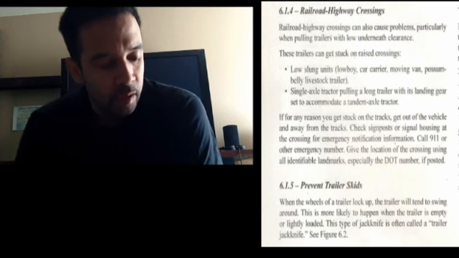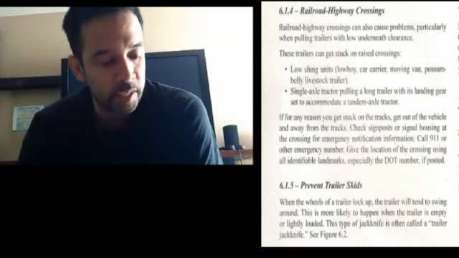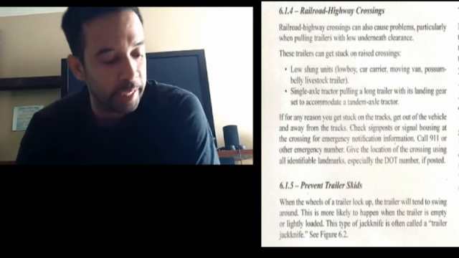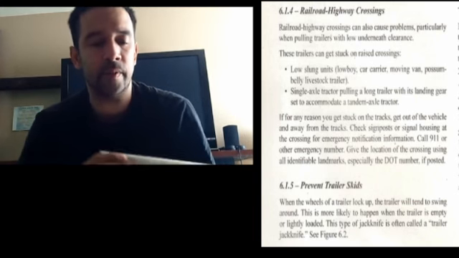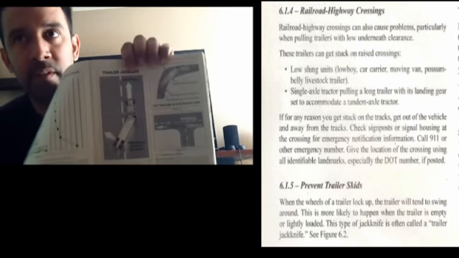When the wheels of the trailer lock up, the trailer will tend to swing around. This is more likely to happen when the trailer is empty, like we had talked about before, or lightly loaded. This type of jackknife is often called a trailer jackknife. I'll show you the picture here, like when you know what jackknife means.